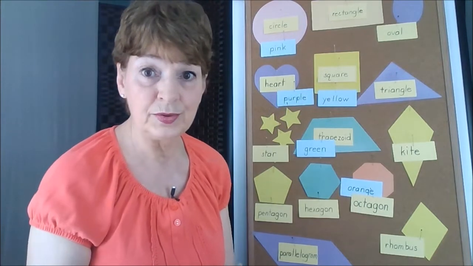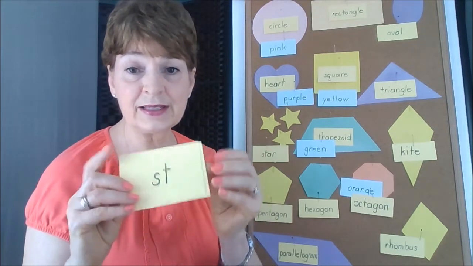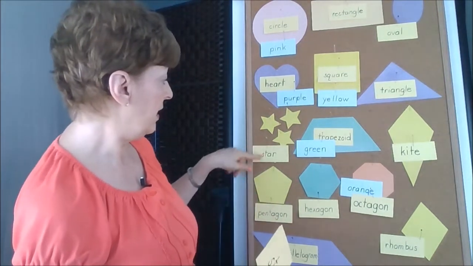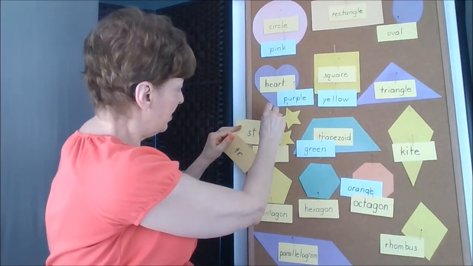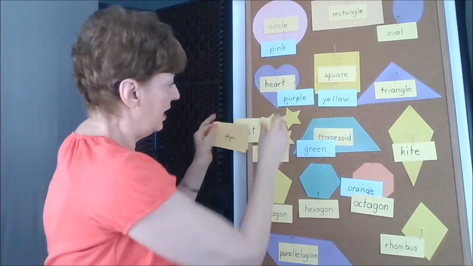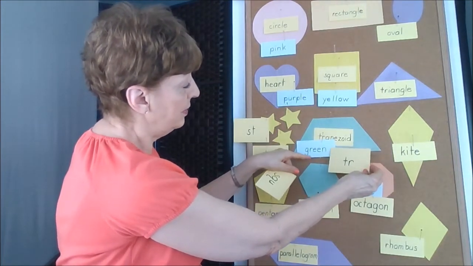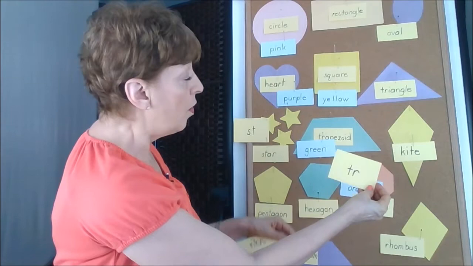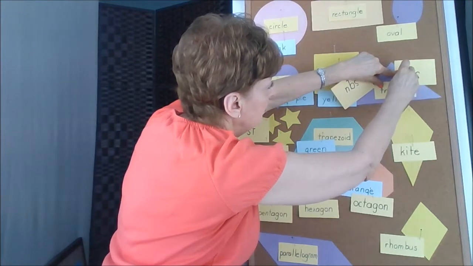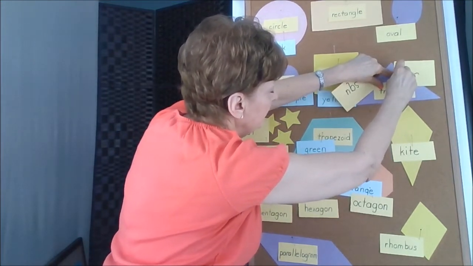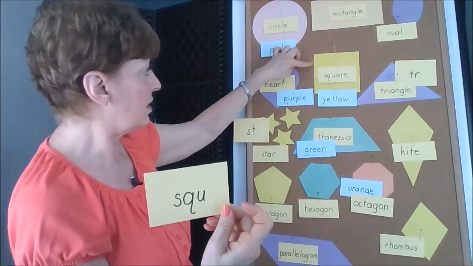You could go back to some of the phonics that we took before and use some of the blends. Here in this case we have st, we have a star. This could be put here with our stars. And here we go with the trapezoid again. See the TR? So we have a green trapezoid or a purple triangle. And the could be the square.